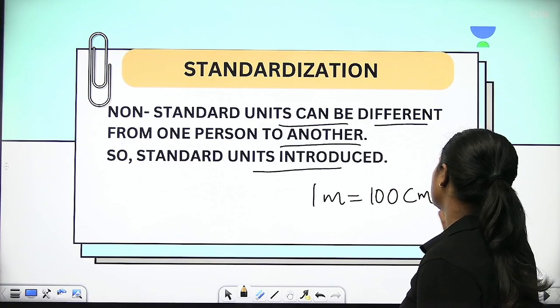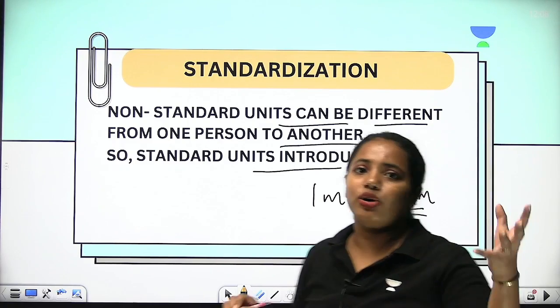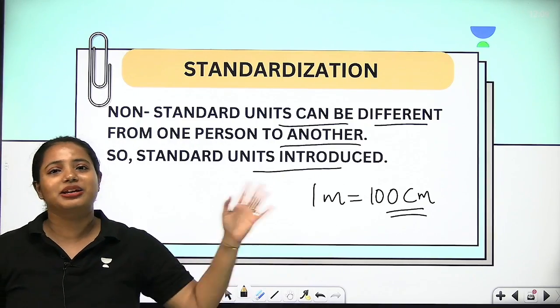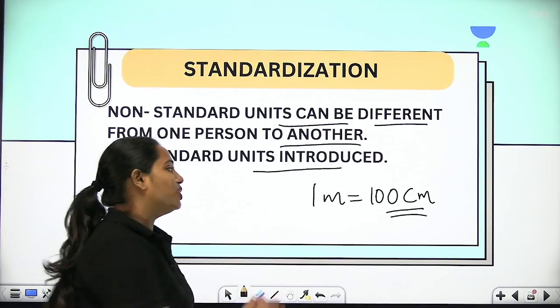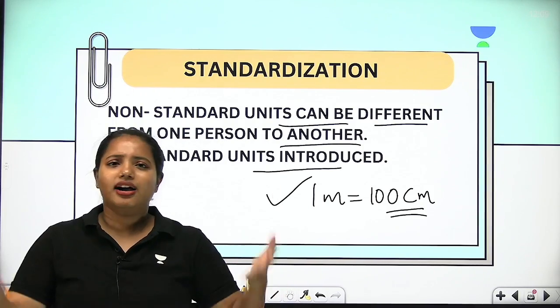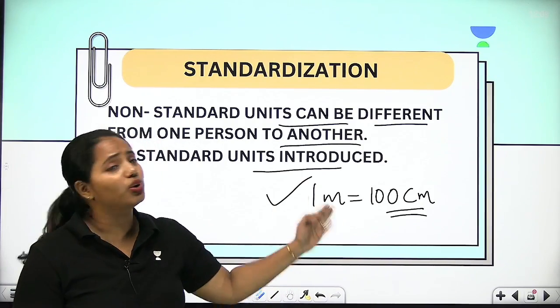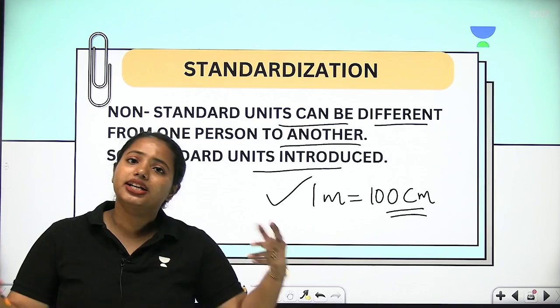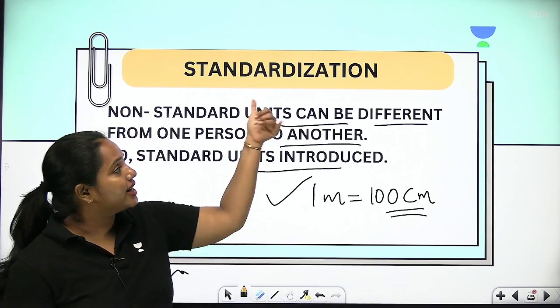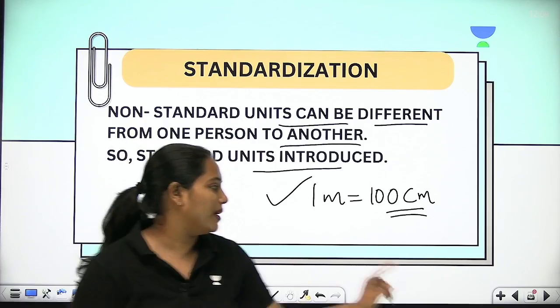So if you go to USA or Canada or New Zealand, wherever you go, you can find 1 meter as 100 centimeter itself. Right? So this is going to be a standard unit because this cannot be changed from one person to another. Anywhere in this world, the 1 meter is going to be same as 1 meter itself. It consists of 100 centimeter. So this is a standard unit. So that is where the standardization is very much important. Hope you're clear with the point.